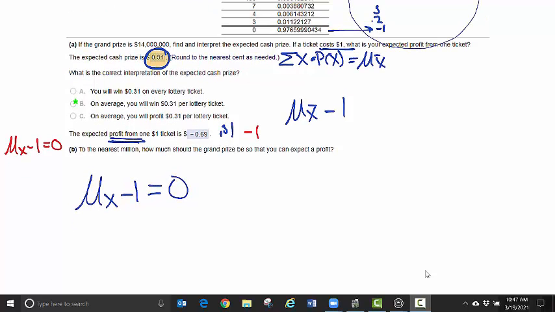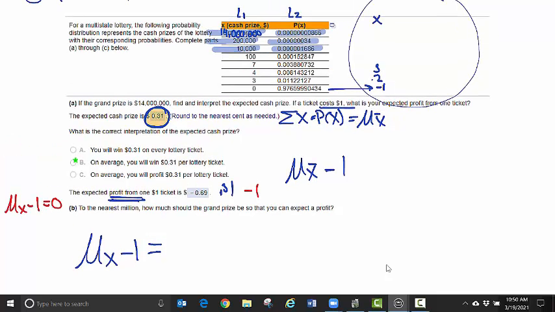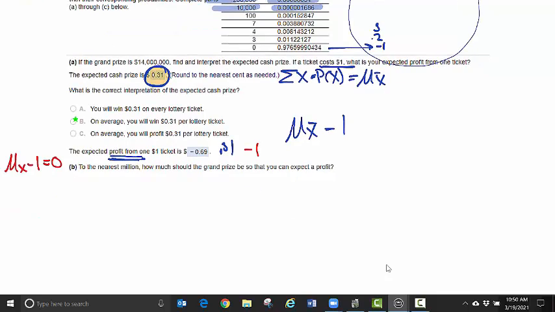So we want to set up an equation. The idea again is that we want the expected value or average from this chart minus 1 to be greater than or equal to 0. And so we want to find when it's 0. We want to find when a profit would start.